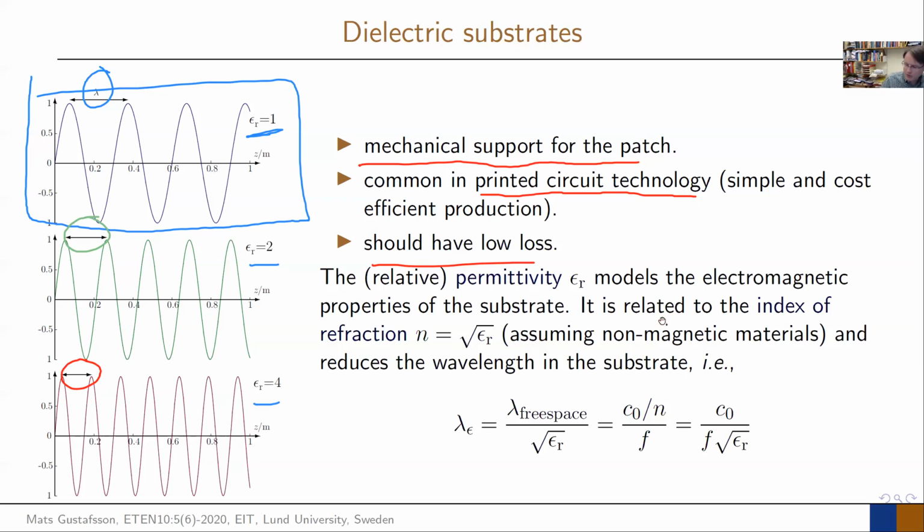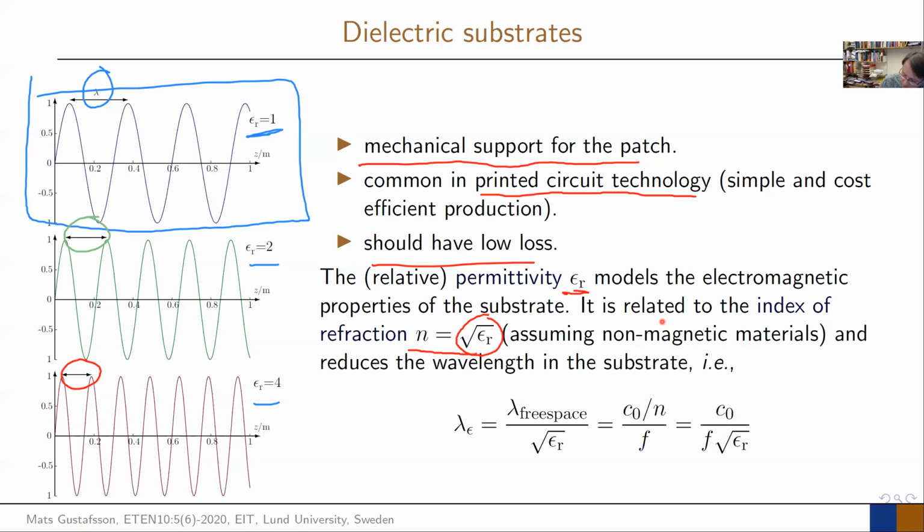So the relative permittivity, if you have not seen it before, is a material property that describes how the electromagnetic waves interact in this material. And it is related to a parameter that I think you've seen in, for example, some physics courses, the index of refraction. And that is the square root of the permittivity, or the square root of the relative permittivity. In these cases now, I assume that there are no magnetic materials. In most cases, there are no magnetic effects. It could be, but we skip them in this course.